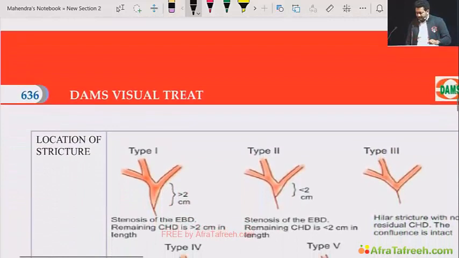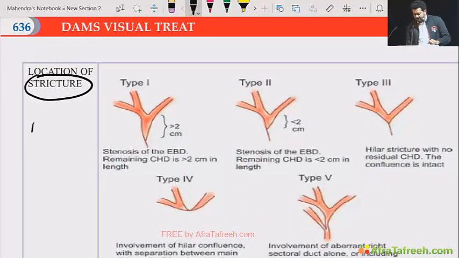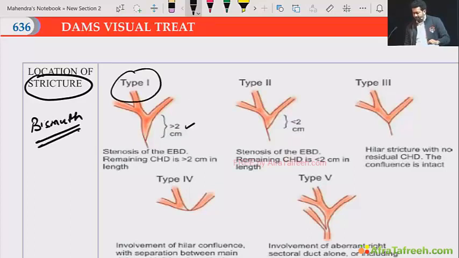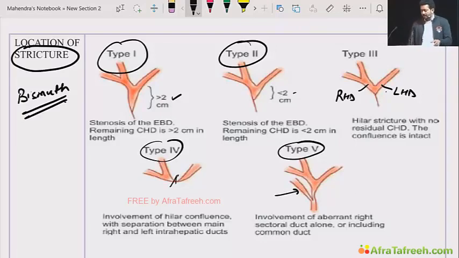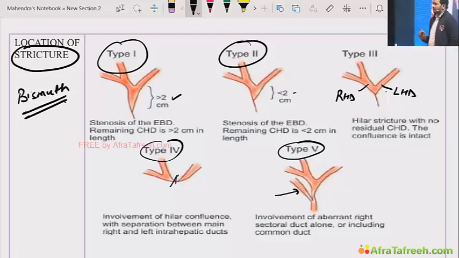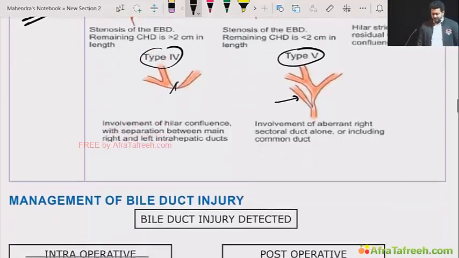So this is Bismuth. Mainly it is for stricture. Bismuth classification: more than 2 centimeter, type 1; within 2 centimeter, type 2; at the hilum, type 3, but remember the right and left hepatic duct confluence is maintained. In type 4, it is separated. The right hepatic duct and left hepatic duct are separate. And type 5 is when the stricture occurs in the aberrant sectoral duct. Strasberg and Bismuth are considered very, very important classifications in the hepatobiliary system. Every year there are questions on this Strasberg and Bismuth classification.